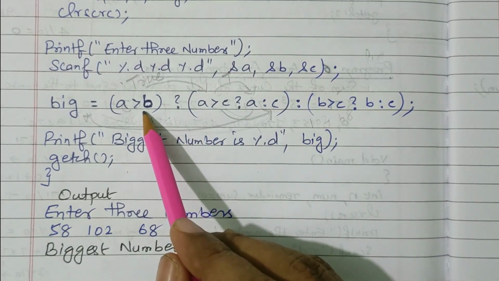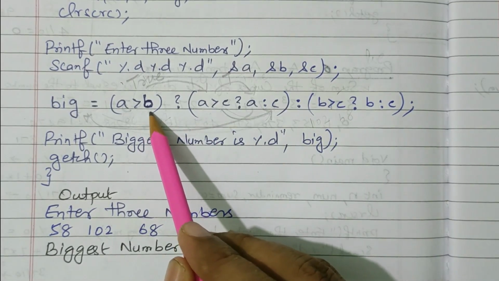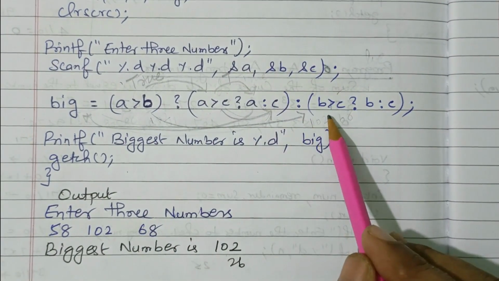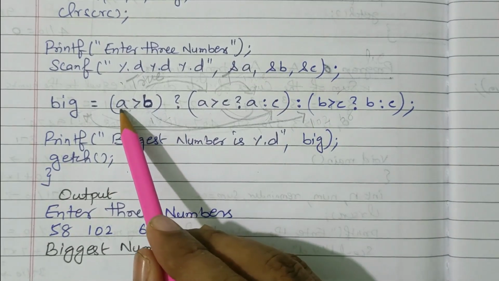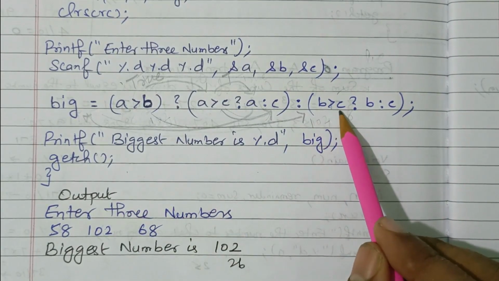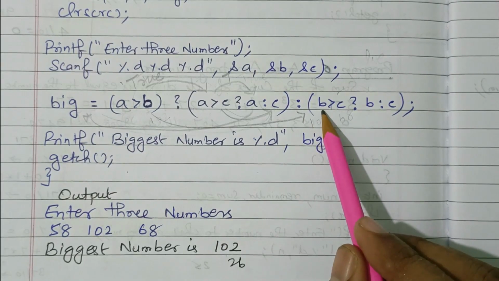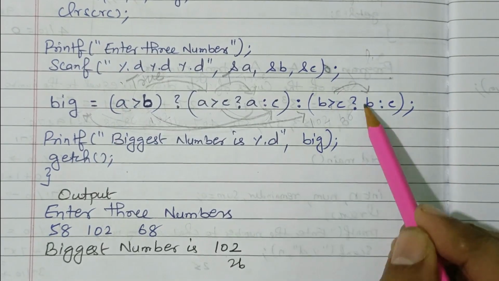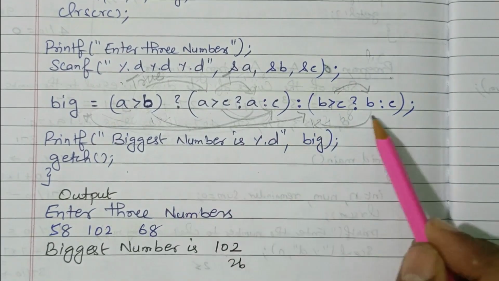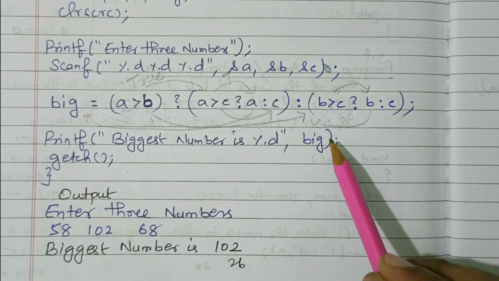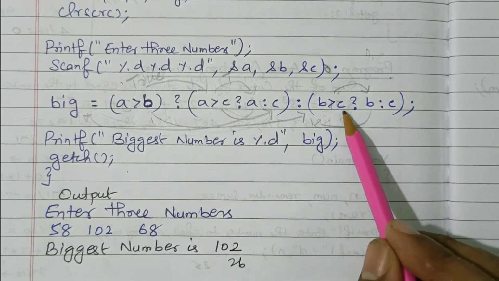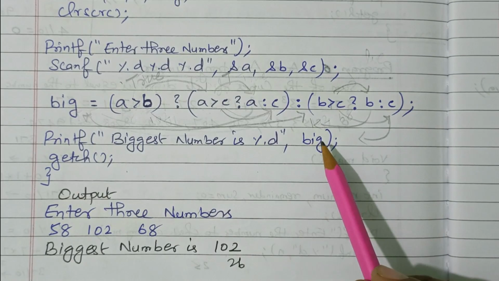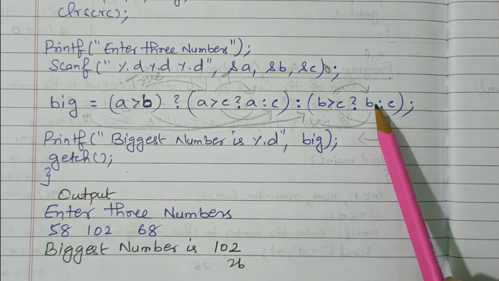Suppose this condition is false. What is the meaning? B is the biggest value, not A. Right? Then the control will go to this statement 2. What is the meaning? B is bigger than A. But B should be verified with C. Right? Because we need to check 3 numbers. Suppose this value is true, then it will go to statement 1, B. B will be stored in the biggest value. What is the meaning? B is greater, C is lesser. If it is false, what is the meaning? C is the greater. It will go to this statement and C will be stored in the biggest variable. Right? So we verified all the conditions.